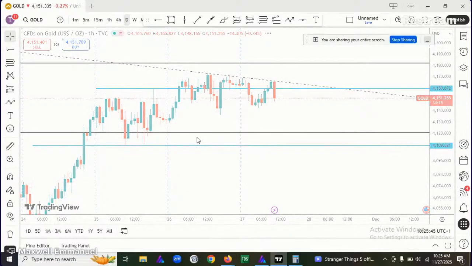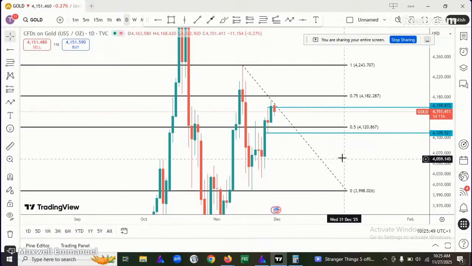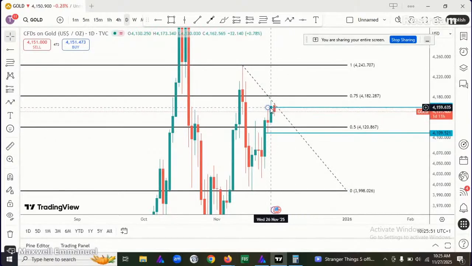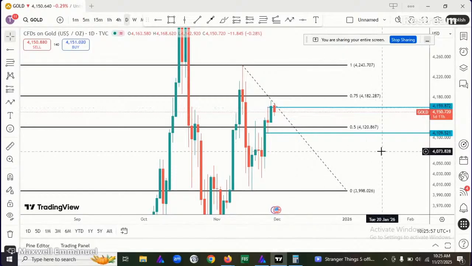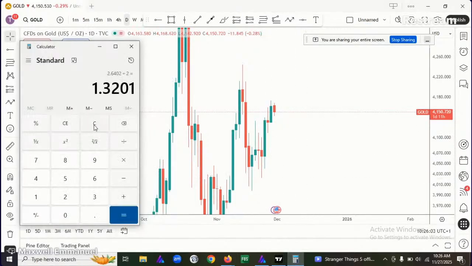Okay, so if you get the average of gold from yesterday's candle, the market opened, and now the market has tested, I think it has tested the average value. So we could see a little rejection from that area.